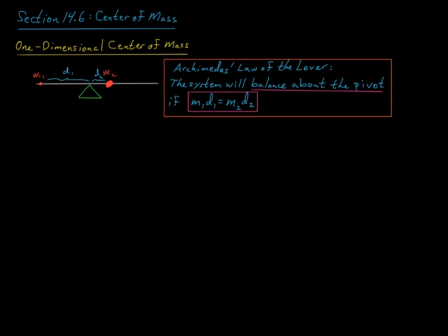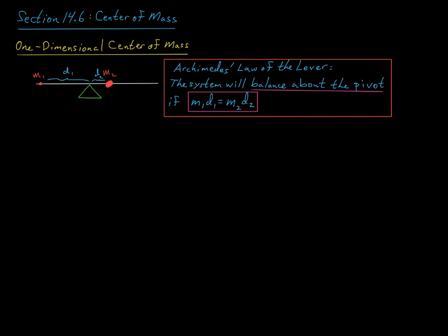So we'll start with the one-dimensional case, and here you see a picture of a seesaw, and there's a rider off to the left with mass m1 and a rider off to the right with mass m2, and we'll label their distances from this pivot point in green as d1 and d2. Now what's called Archimedes' Law of the lever says that the system will balance about the pivot if the product m1 d1 is equal to the product m2 d2.